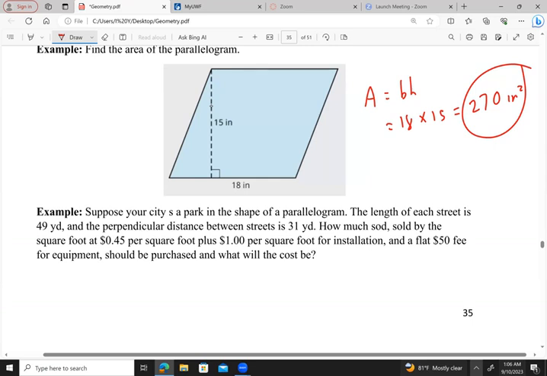Suppose your city has a park in the shape of a parallelogram. The length of each side is 49 yards. The perpendicular distance is 31 yards. How much will it cost if sod is sold by the square foot at 45 cents per square foot, plus $1 per square foot for installation, and a flat $50 fee for equipment?